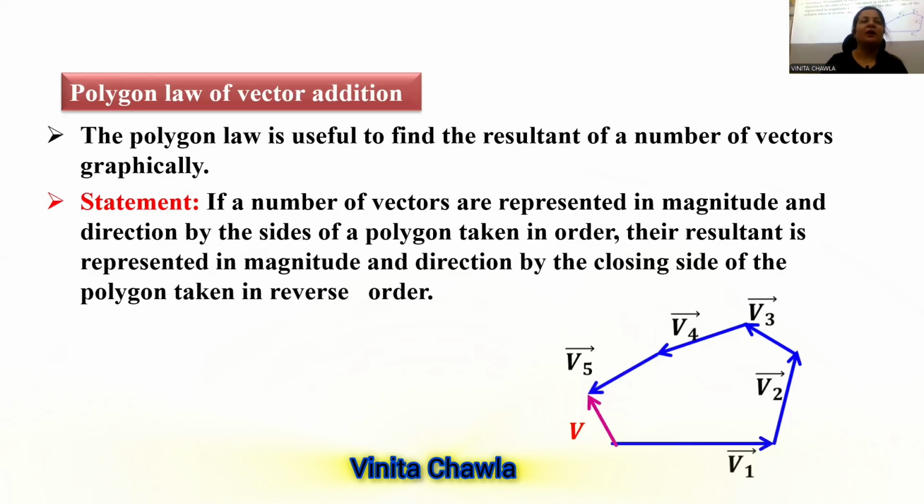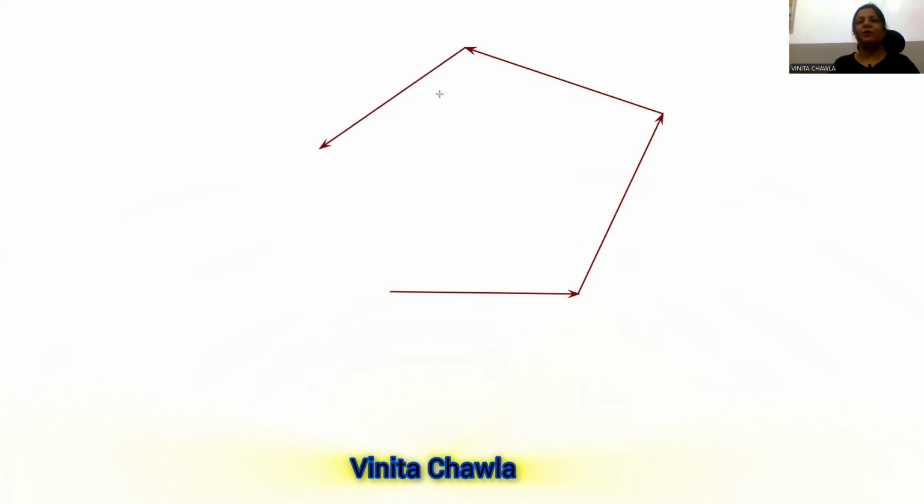As we have written for the triangle law of vector addition, vector R is equal to vector A plus vector B. In the same way, here also we can write the resultant vector in terms of given vectors. Suppose this is vector A. Okay. And this is vector B. This is vector C. This is vector D. Okay. Now we have to find the resultant of these four vectors.